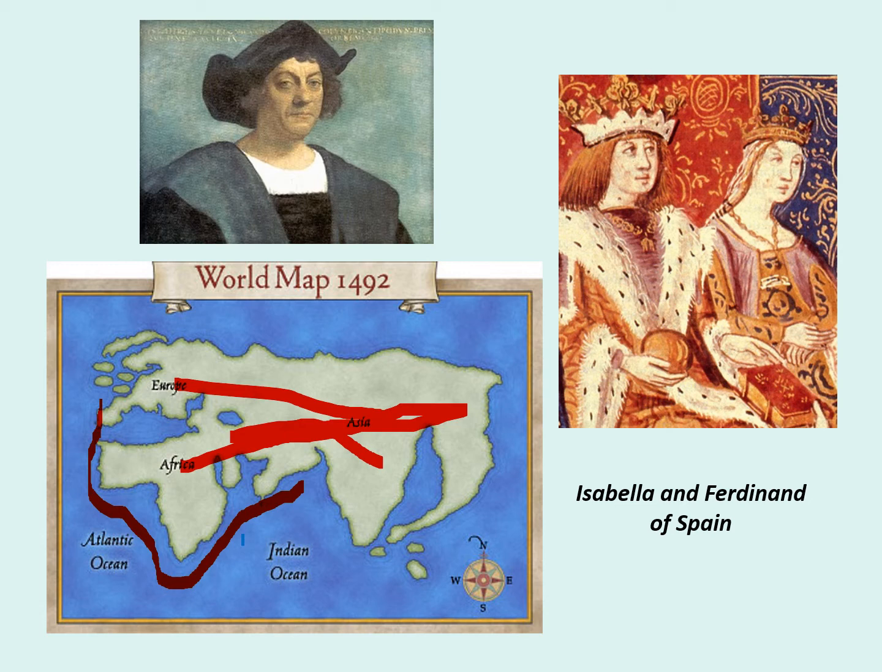And again, for several years, 6, 7, 8 years, Christopher Columbus is trying to make his case to the kings, to the monarchs of Spain, Portugal, England, and France. But he keeps getting turned down. They don't want to finance this thing.